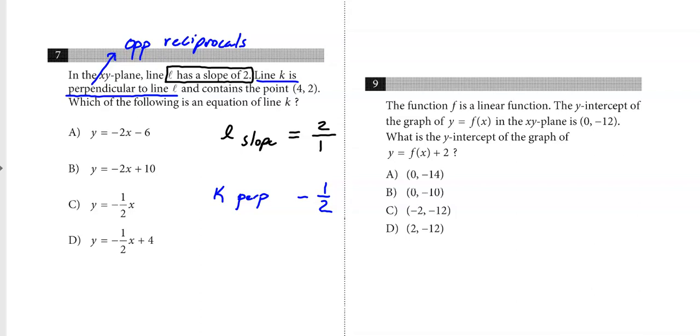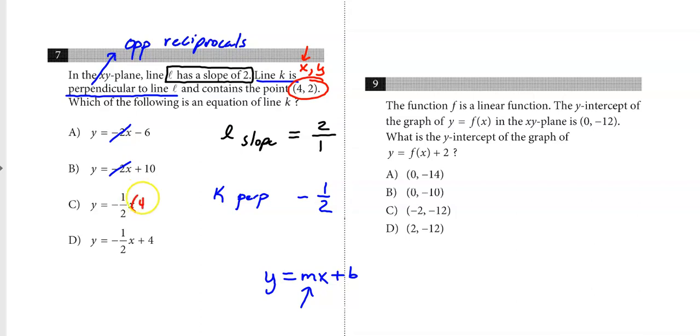Well, remember that in our lines, y equals mx plus b. The number in front of the x is the slope. So these two have wrong slopes. Their slopes are -2. That's not going to be correct. So right now I have it down to C and D. But we also know that it contains the point 4, 2. So they give me an xy that's a solution that works when I put it in the equation. So let's actually substitute x for 4 and see if y is 2.